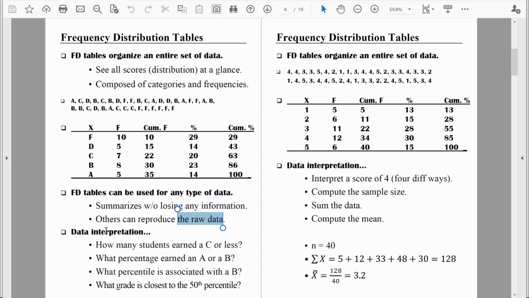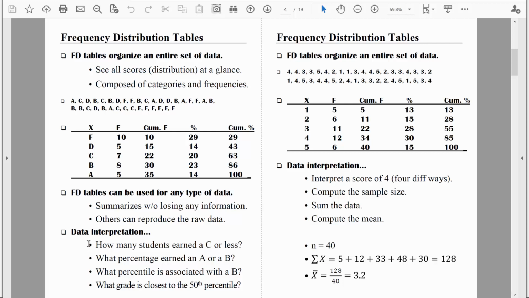Let's spend a little bit of time talking about data interpretation. Based on the information in the table, we should be able to answer each of these questions. This first question asks, how many students earned a C or less? Pay careful attention to how the question is asked. It says how many students earned a C or less. When we ask how many, we're talking about some type of a frequency, not a percentage.